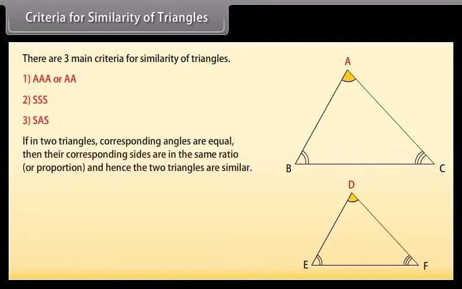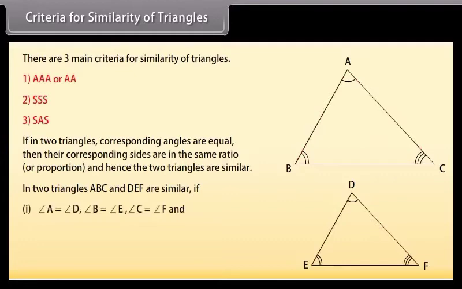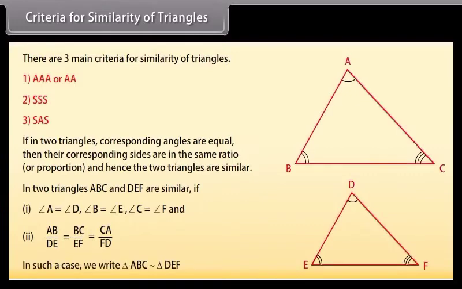If in 2 triangles the corresponding angles are equal, then their corresponding sides are proportional, that is, in the same ratio, and hence the triangles are similar. Two triangles ABC and DEF are similar if 1. Angle A is equal to angle D, angle B is equal to angle E, angle C is equal to angle F, and 2. AB upon DE equals BC upon EF, which equals CA upon FD. In such a case, we write triangle ABC is similar to triangle DEF.